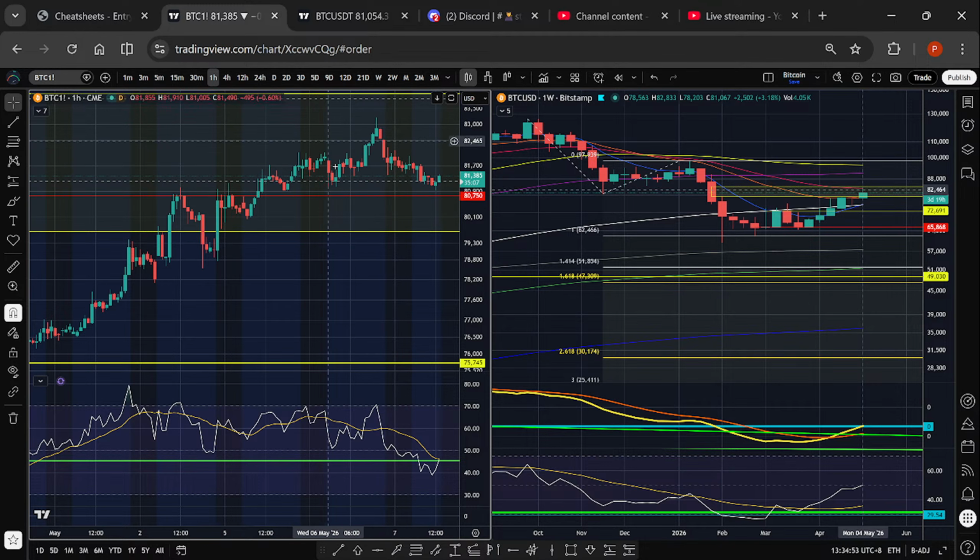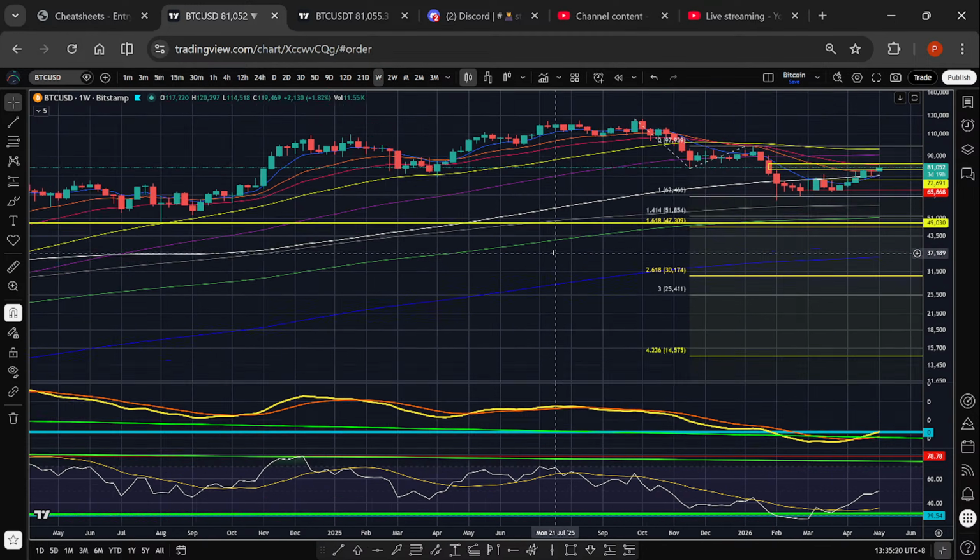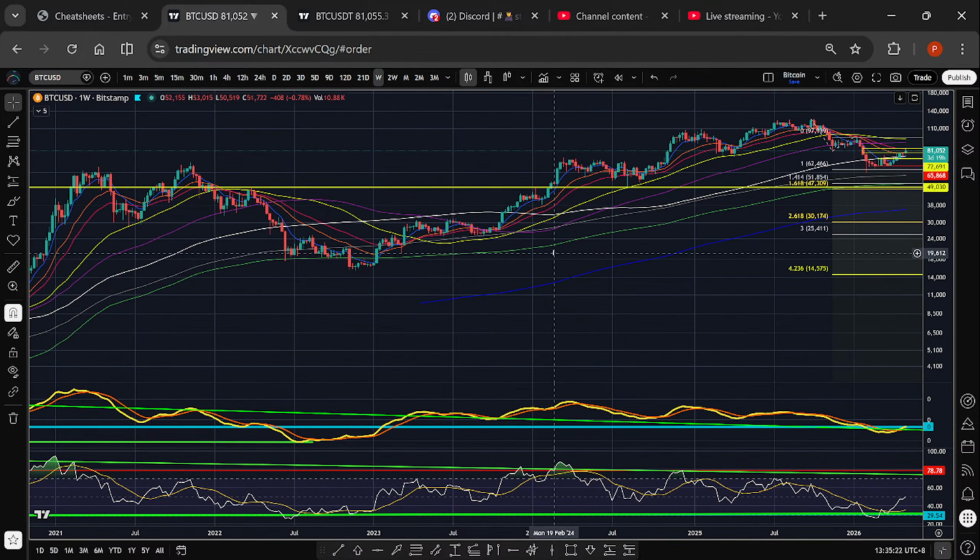Let's see, this is the CME gap. Then over here you can see the CME gap on this other chart on Bitstamp, not on the CME chart. Okay, on this one we have some interesting information which I've already shared with the students. This is only a weekly update you get for free. The students get all this sort of stuff on a daily basis.